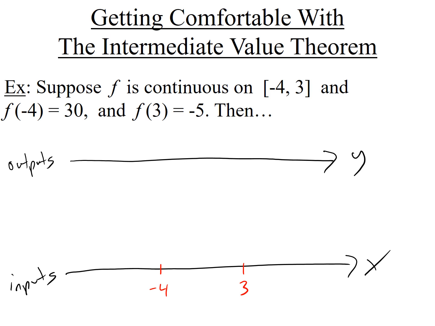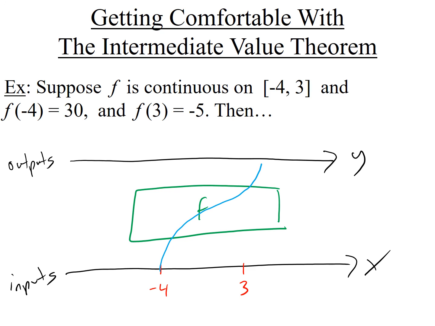And I'm going to draw the function machine, so we'll draw it like this. Okay, so the problem says that if you plug -4 into the function, you get 30. Okay, so let's say we get that number here. If you plug in the number 3 to the function, you get -5.